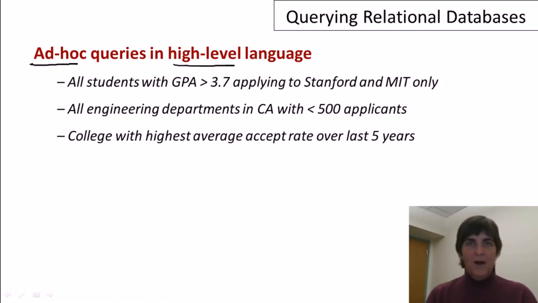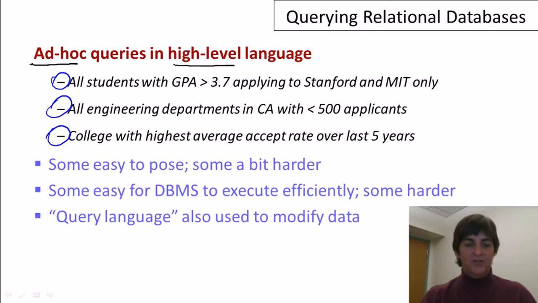Let's look at an example of a few queries. Let's go again to our imaginary database of students who are applying to colleges, and here are just 3 examples of the types of things that you might ask of a relational database. You might want to get all students whose GPA is greater than 3.7 who are applying to Stanford and MIT only. You might want to get all engineering departments in California with fewer than 500 applicants. Or you might ask for the college with the highest average accept rate over the last 5 years. These may seem like fairly complicated queries, but all of these can be written in a few lines in, say, the SQL language or a pretty simple expression in relational algebra.